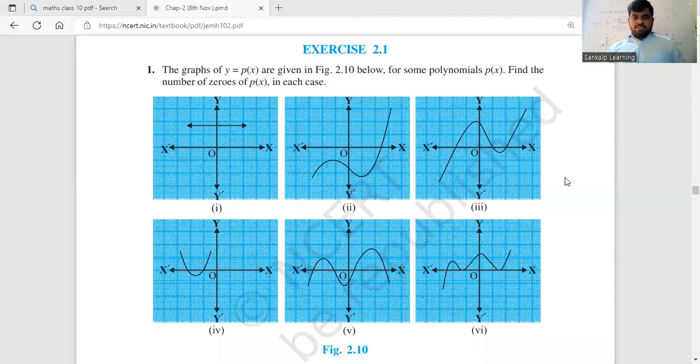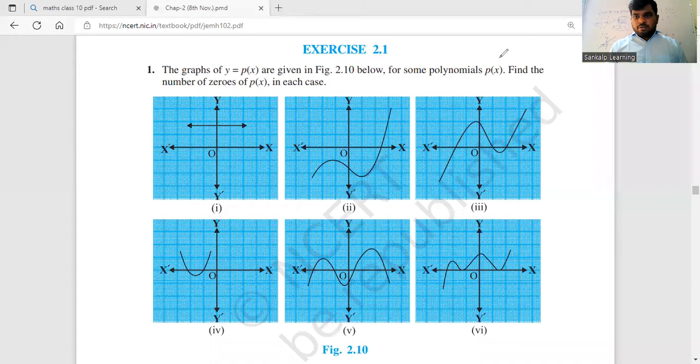In the first exercise, the graph y is equal to p of x are given for some polynomials p of x. And one more important thing, the polynomials are usually represented as p of x, meaning it is a polynomial in which the variable is x. If I write p of y, then it means it is a polynomial in variable y. The alphabets that are inside the brackets represent what kind of variables are there. Let me show it.